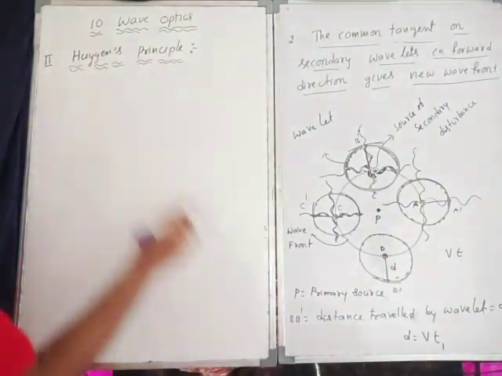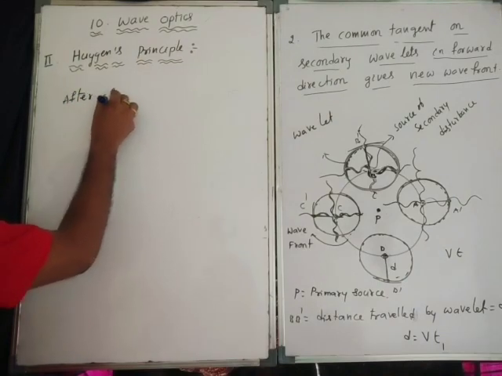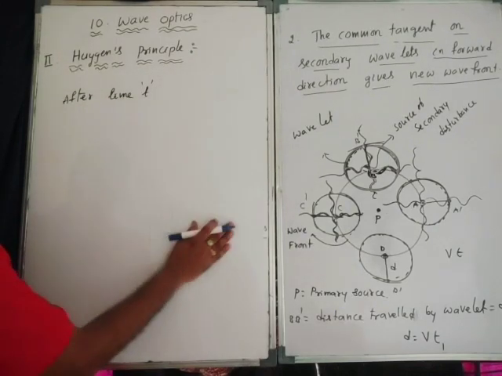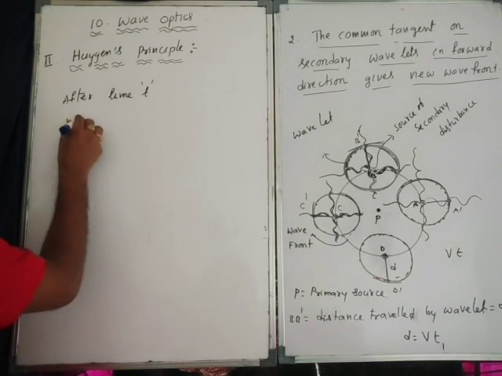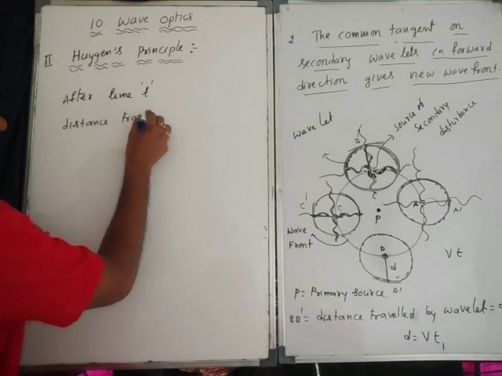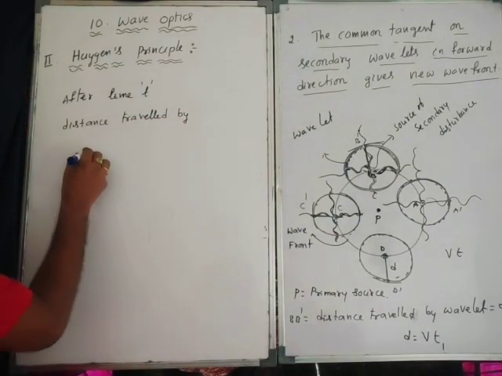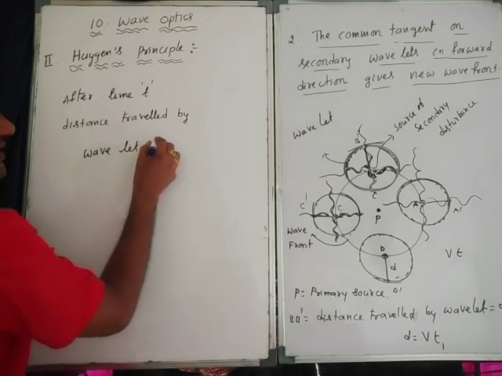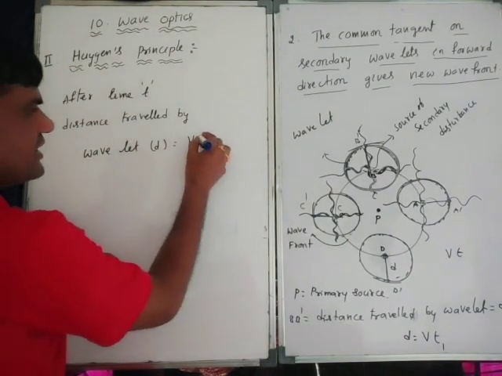Right. So now I will consider after time t, the distance traveled by wavelet. The distance d is equal to v into t.